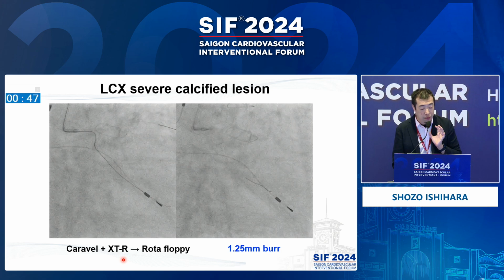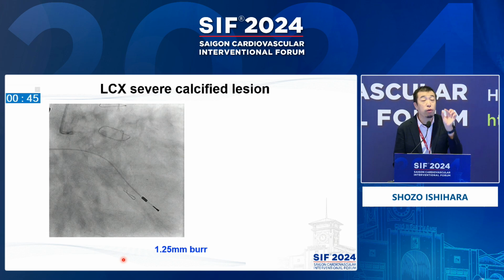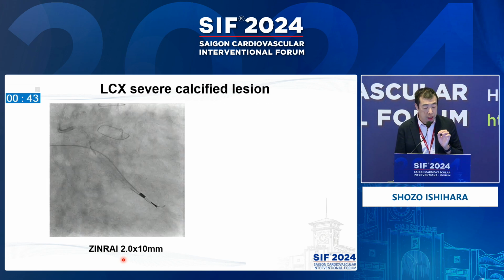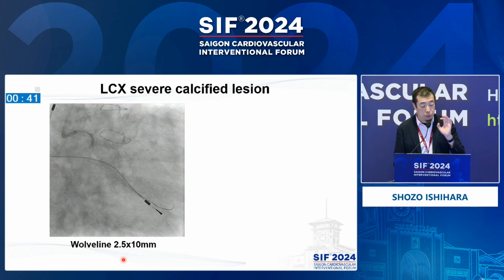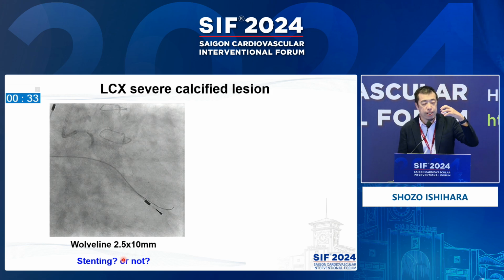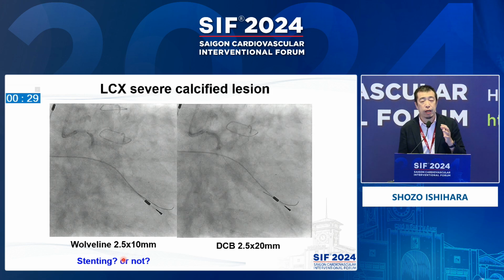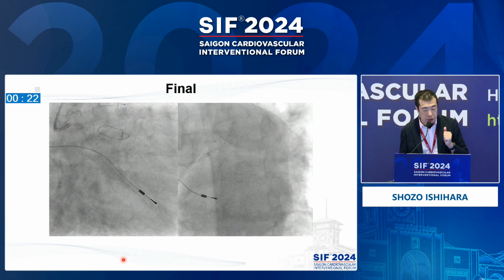So I used a 1.25 millimeter burr, only a small burr, but it was enough. And then opened up with the balloon. But after cutting balloon, shall we put the stent or not? Because there is a very big calcified chunk, calcium nodule at the circumflex ostium. So in this kind of situation, DCB, drug coating balloon, should be considered. And this is the final angio.